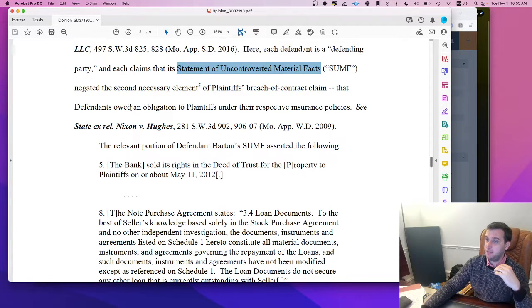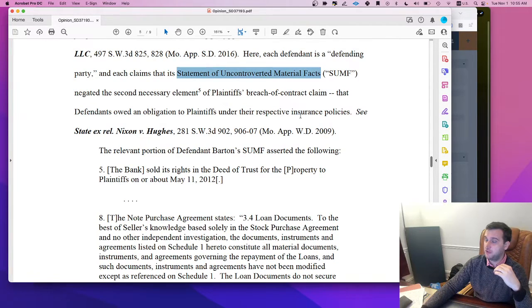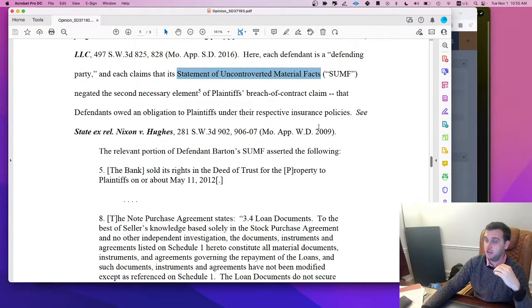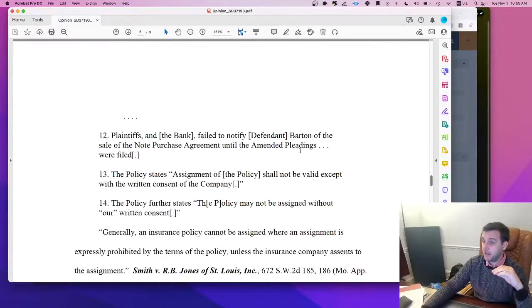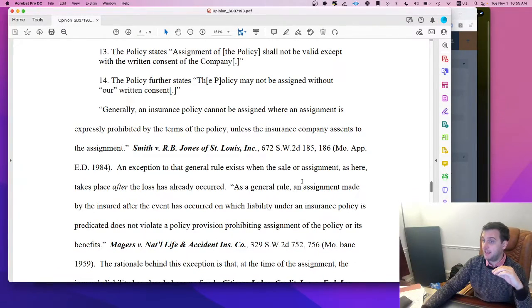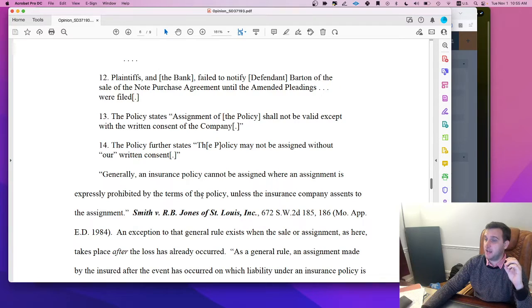Plaintiffs claim that the defendants owed plaintiff, under the insurance policy, the money that was assigned from the original underlying policyholder to the bank. And the defendants are trying to claim that the second element has been negated by the fact that this assignment was not disclosed to the insurance company contemporaneously. So the insurance company didn't have any say in the assignment. They didn't even have notice that the assignment had occurred.